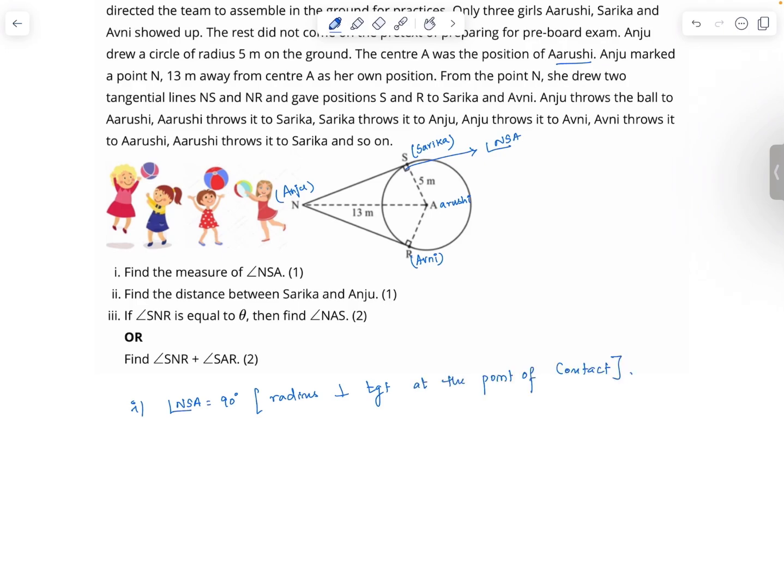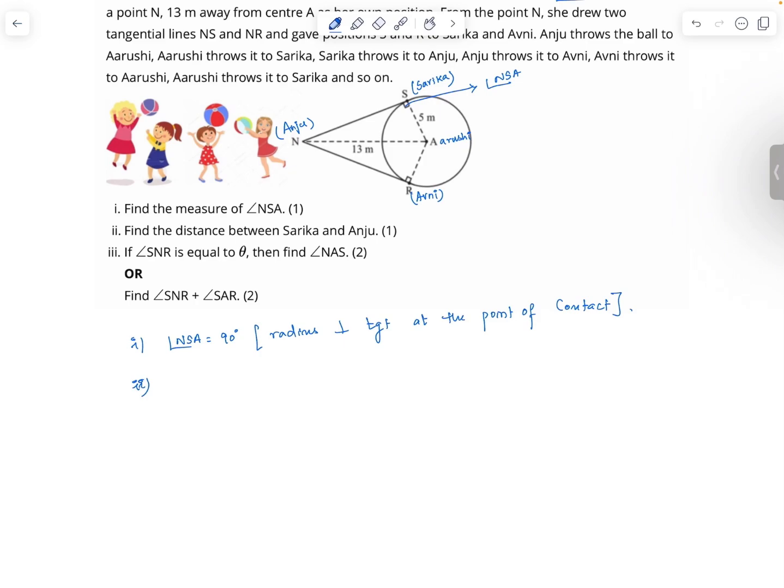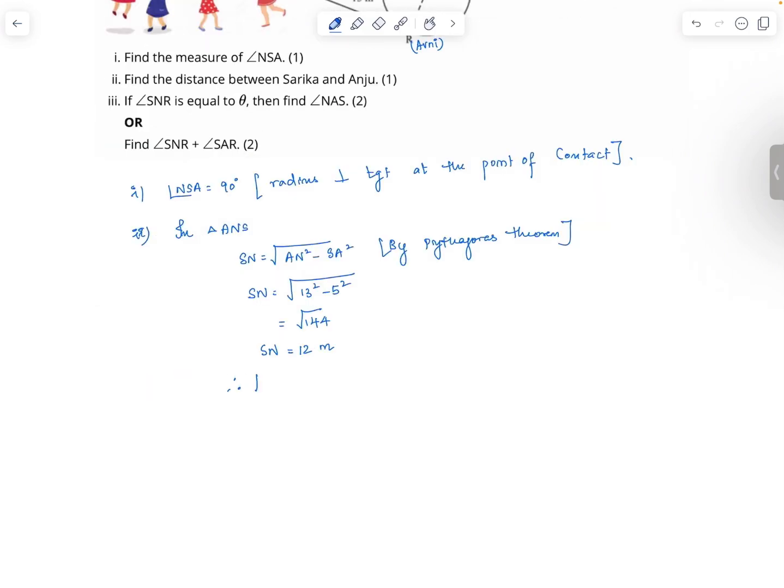Question 2. Find the distance between Sarika and Anju. The distance between Sarika and Anju is represented by the line segment SN. So let's consider this right angled triangle ANS. SN is equal to square root of AN square minus SA square. This is by Pythagoras theorem. SN is root of 13 square minus 5 square, which is root 144, that is 12 meter. Therefore, the distance between Sarika and Anju is 12 meters.